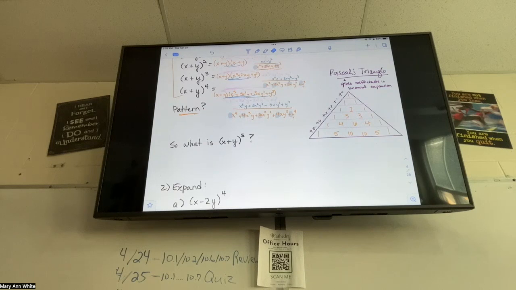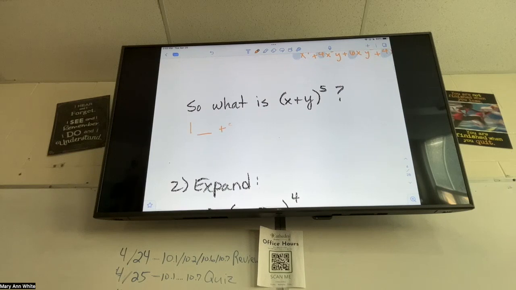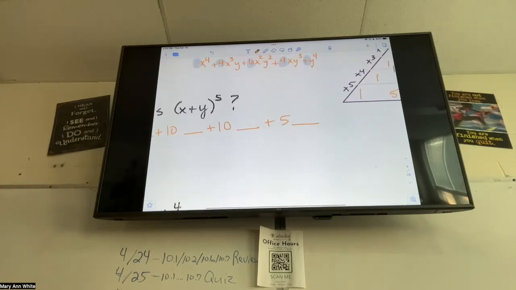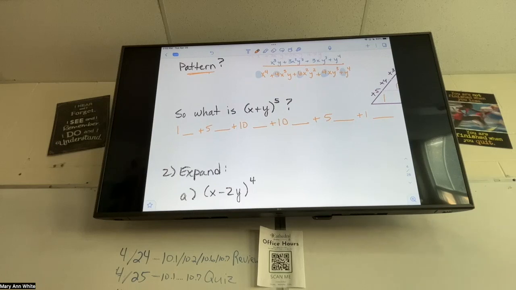Okay, so if we're going to do x plus y to the 5th, we're going to start by putting out a 1 with a blank, plus a 5 with a blank, plus 10, plus another 10, plus another 5, plus another 1. I've got blanks because as we noticed from everything above, we've got x's and y's that we also have to deal with. But if we start by looking at our coefficients, we're at least halfway there. Are you guys okay with my coefficients?